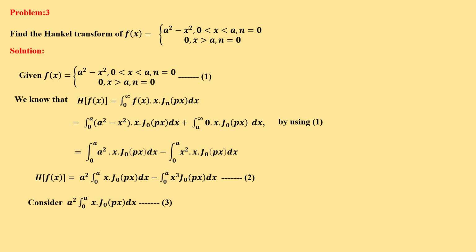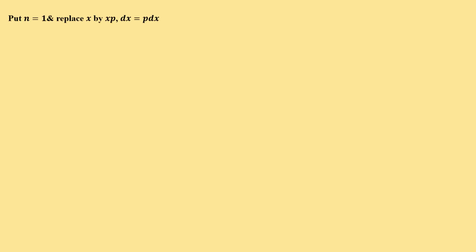Now we are going to find the value of the first integral, that is a² integral 0 to a x J0(px) dx, equation number 3. We know the recurrence formula d/dx of (xⁿ Jn(x)) is equal to xⁿ J(n−1)(x). So put n = 1 and replace x by px, so d/dx becomes p d/d(px). This recurrence formula becomes 1/p d/dx of (px)¹ J1(px), because n = 1, equal to the right-hand side px to the power 1 times J(n−1), that is J0(px).